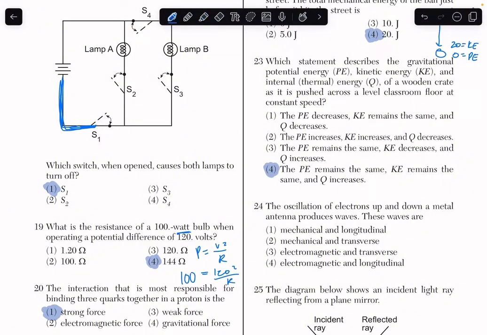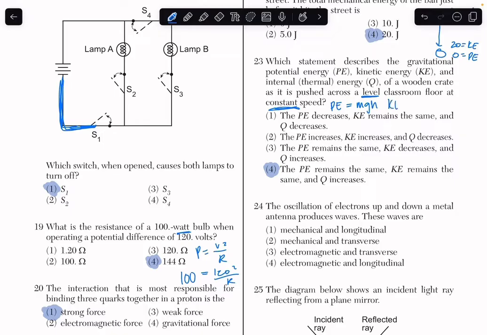When you're pushing something across a level floor, the KE and PE are both going to stay the same. It's a level floor, which means the height is consistently the same, and it's going at constant speed. The equation for PE, potential energy, is mass times gravity times height. So if the height stays the same, and the mass stays the same, and gravity is a constant, everything's going to stay the same. The PE will not change.